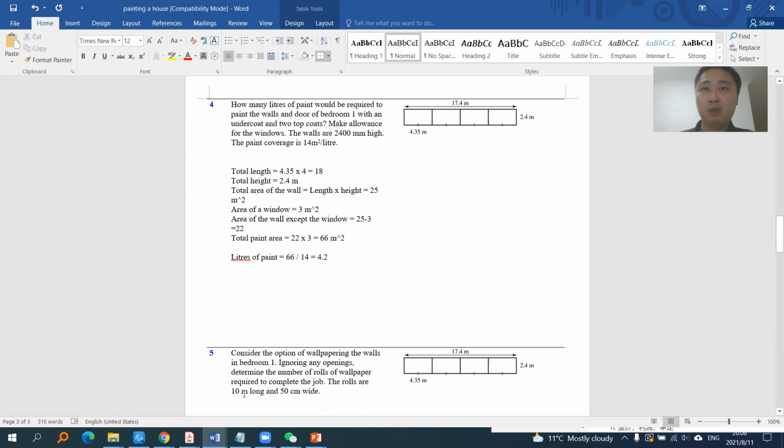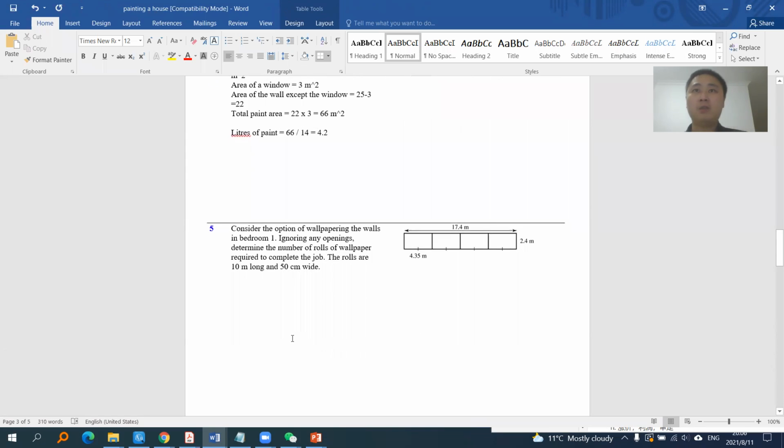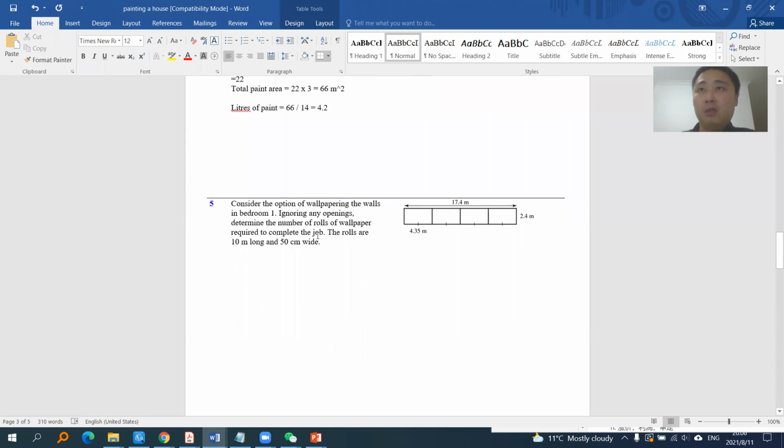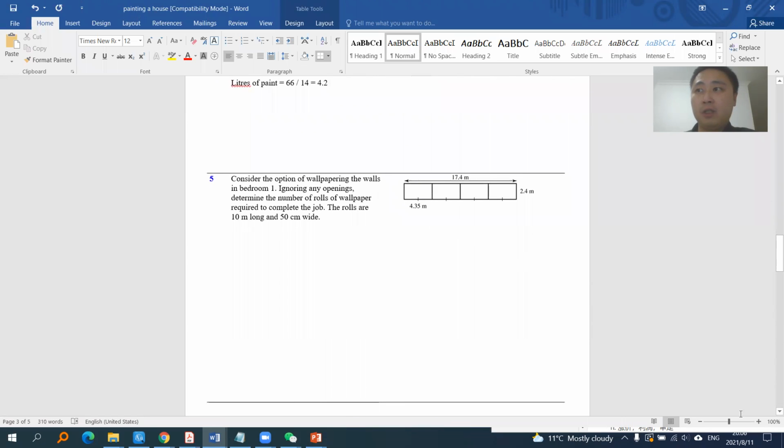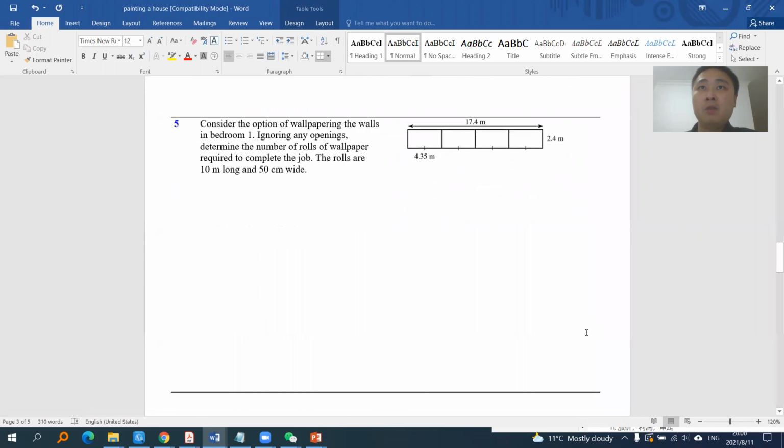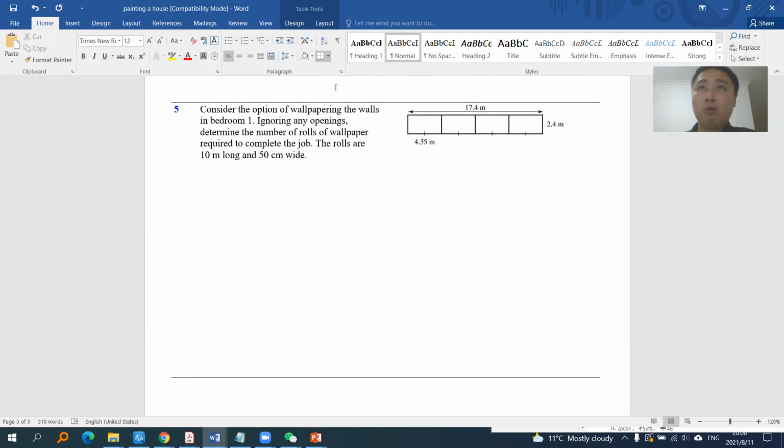Then we can go to the next question, question 5. This one gives you another option, which is to use wallpaper. So we have the dimension of the wallpaper. Each roll is 10 meters long and 50 centimeter wide. So 50 centimeter is equal to 0.5 meter.